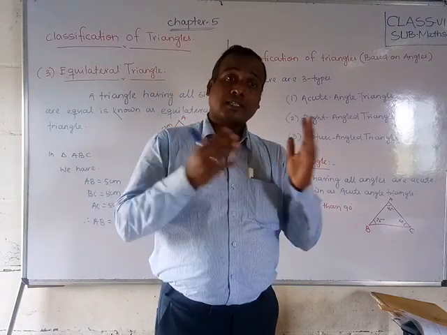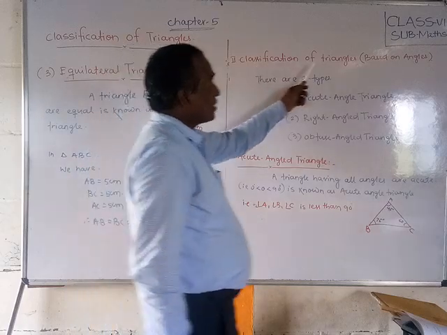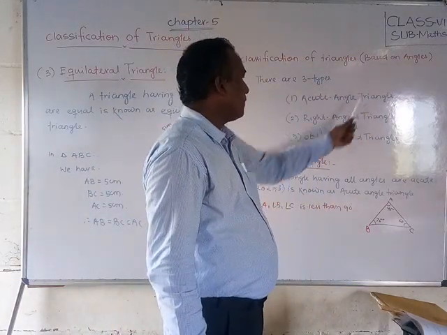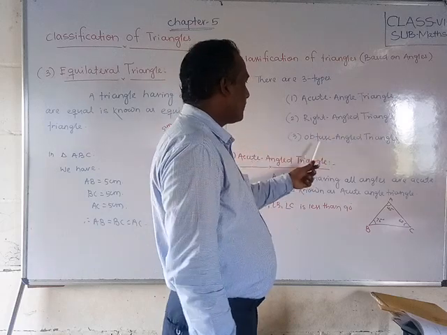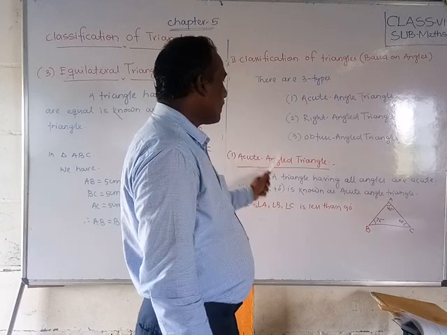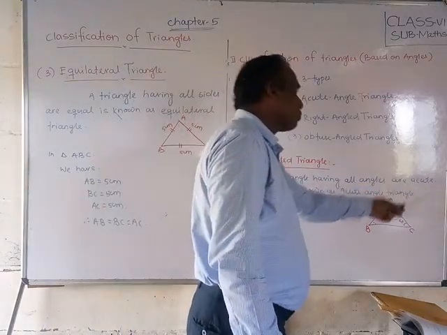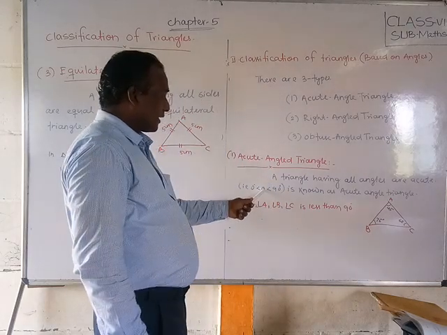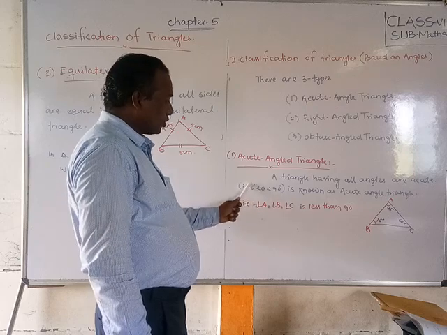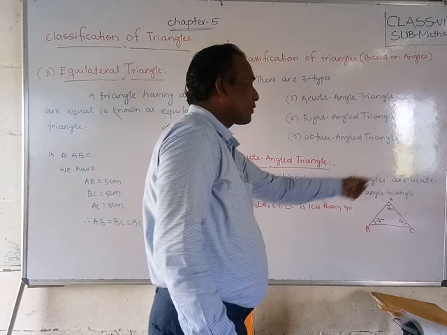So now we will discuss the classification of triangles based on the angles. There are three types: acute angle triangle, right angle triangle, and obtuse angle triangle. First of all, we will study the acute angle triangle. A triangle having all angles acute. Acute means the angle is between 0 and 90 degrees, this is theta. This I have written shortly. This is known as an acute angle triangle.